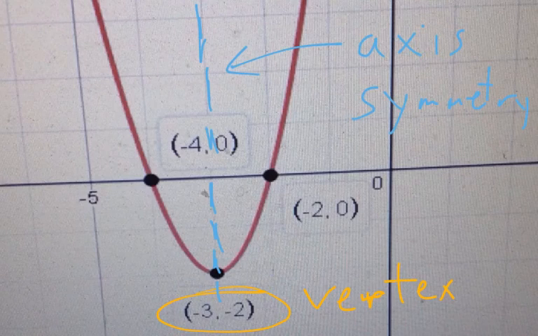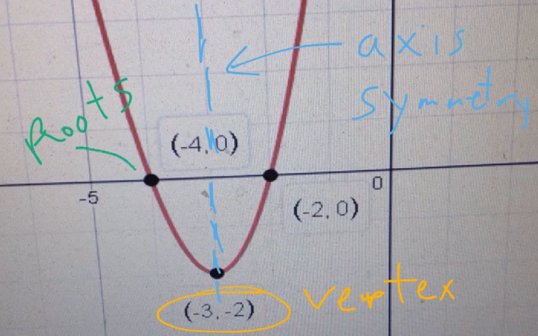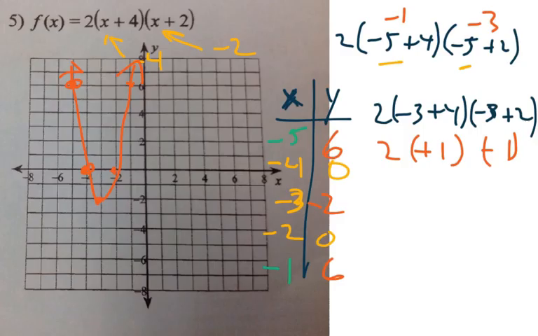And what else could they ask you? They could say, hey, what are my x-intercepts? Or they may call them roots, like the roots of a tree. But I know my roots are negative 4, 0 and negative 2, 0. And of course, you also could see that in the table. Those were my zeros we started out with, right?